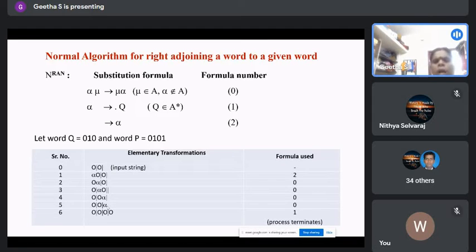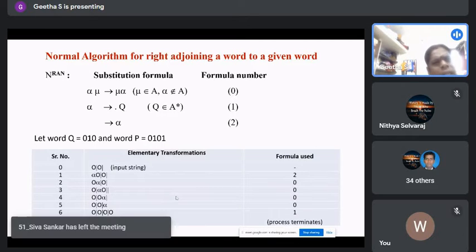At the end, this is the termination. Alpha is terminated, so now you apply the Q value. You terminate it by replacing it with the Q word. What is the Q word? 0, 1, 0. So 0, 1, 0, 1 is replaced by 0, 1, 0. Is it clear, ma'am? Is it clear now?